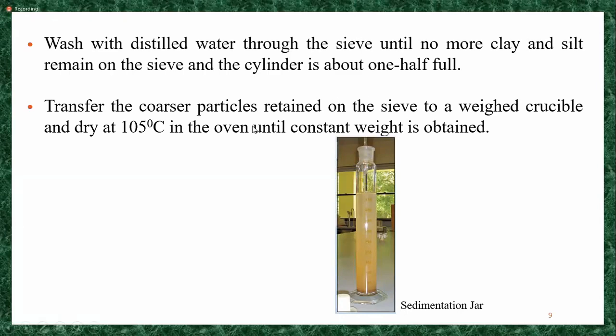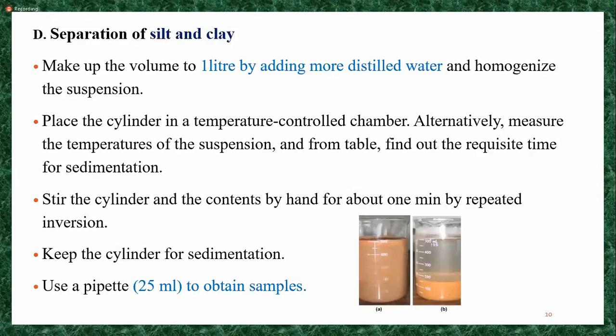Then you have to transfer the coarse particles that are retained on the sieve to the crucible, and then you can take the oven dry weight. You take the sample that is retained on the sieve, keep that sample in the oven and take the oven dry weight. Then the procedure for separation of silt and clay.